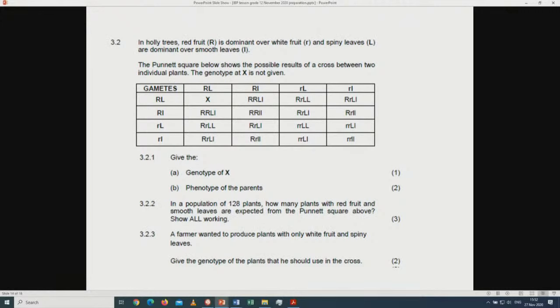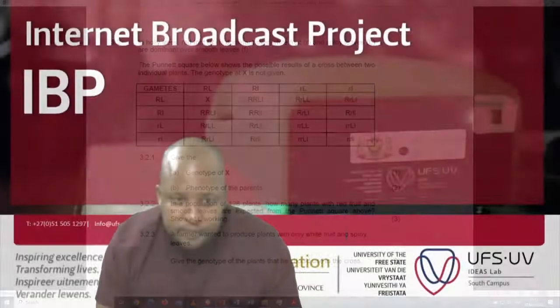We have another example of a dihybrid cross, and we'll do this example and then we'll look at evolution afterwards. And then we'll take just a small break after this one and then we deal with evolution.